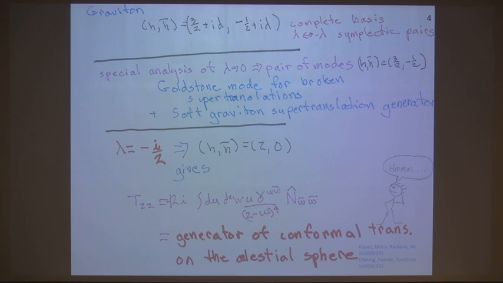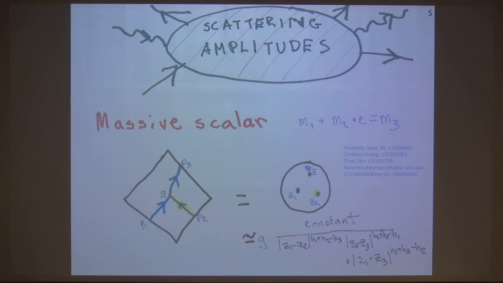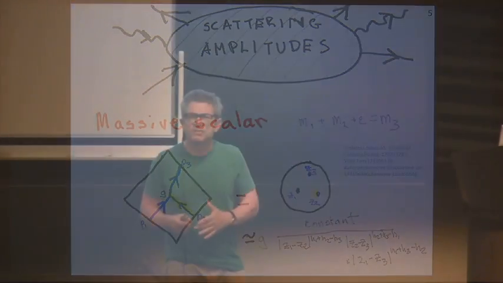This simple object, if you insert it in any correlation function on the sphere, obeys exactly the Ward identities of a two-dimensional stress tensor in a conformal field theory. So this is the object, the 2-0 component of the graviton, that computes the Ward identities of the stress tensor of a two-dimensional conformal field theory. And that's how we know that the conformal field theory lives on the celestial sphere that describes any theory of gravity.